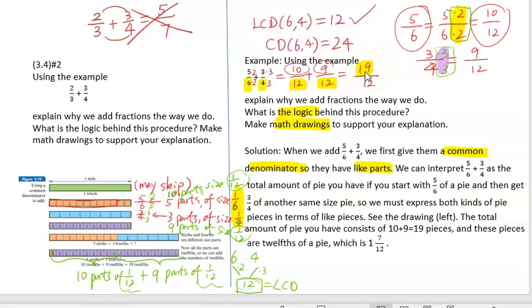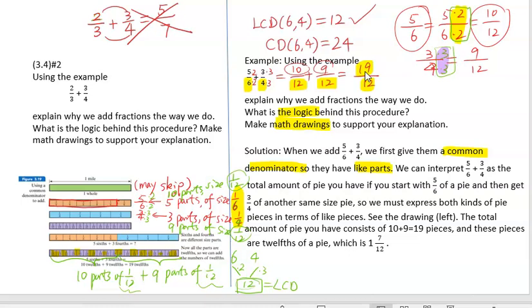And notice when we add these slices, the size doesn't change. So that's why the 12 stays as 12. We cannot add a 12 and 12 to get 24, because when you combine the slices, the size doesn't change. So first of all, we explain why we have to get a common denominator, because we want them to have like parts or equal size parts.